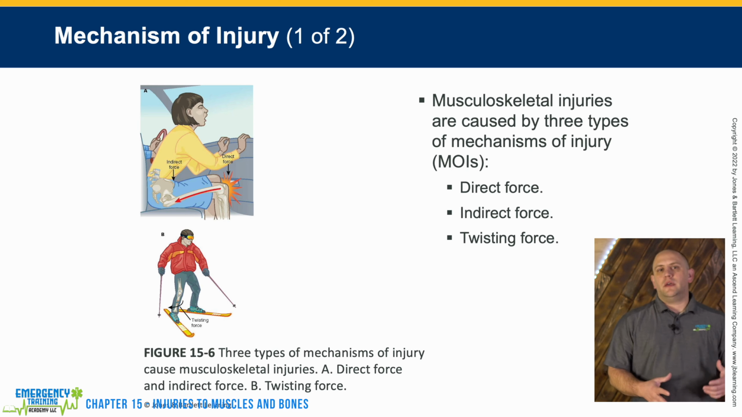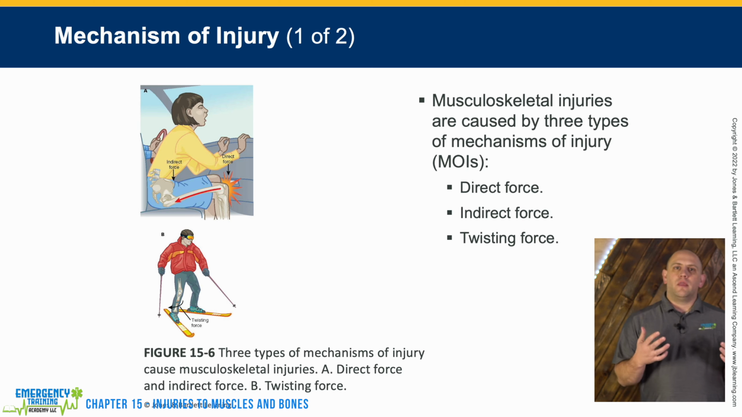So when we start talking about musculoskeletal injuries, it's important that we understand the mechanism of injury. And the mechanism of injury is just however the patient was injured. So we're looking at direction of force. So we want to look at whether this was a direct force, an indirect force, some type of twisting motion.